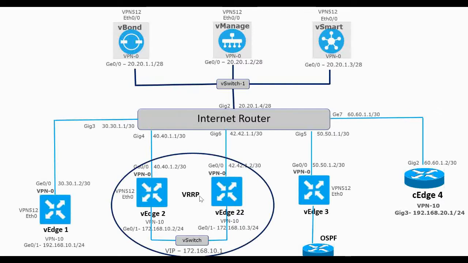So in this video, I'm going to show you how to configure hub and spoke topology, and I'm going to keep VH2 and VH22 as my hub site. They are running in same site ID and running VRRP between them. We'll keep VH1, VH3 and CH4 as spoke routers. If you have not seen my previous videos, I have given the links in the description. Check them so that you can understand the topology and how we build it.